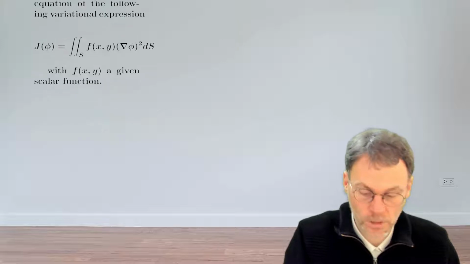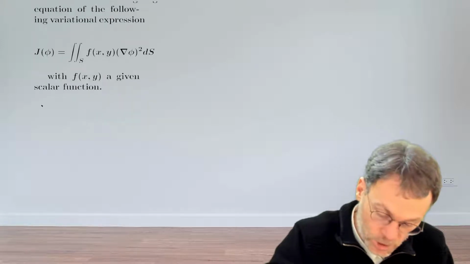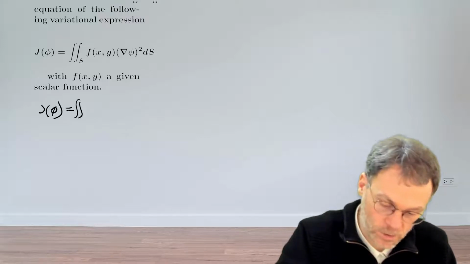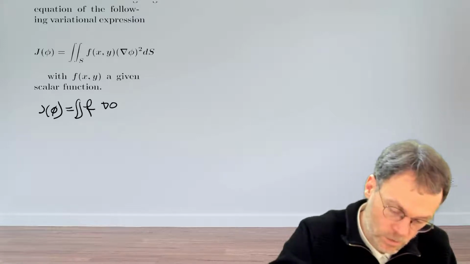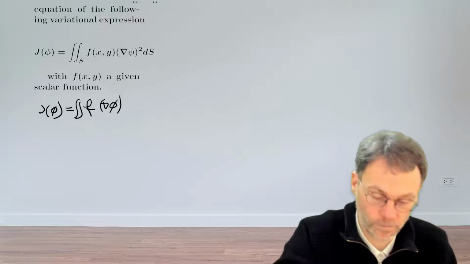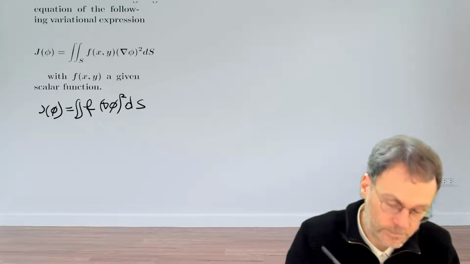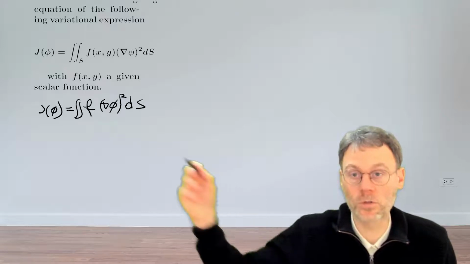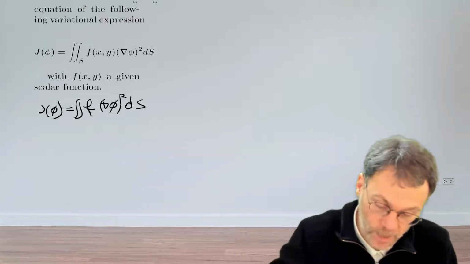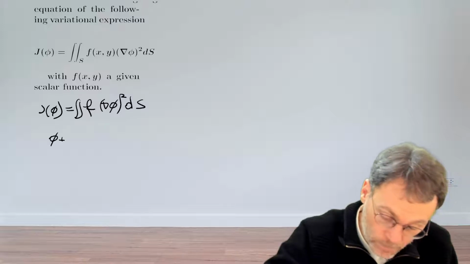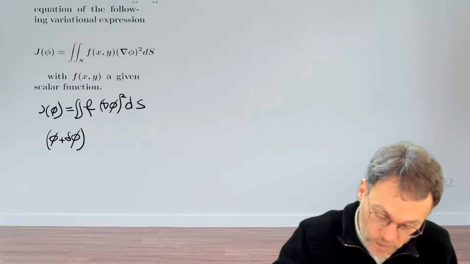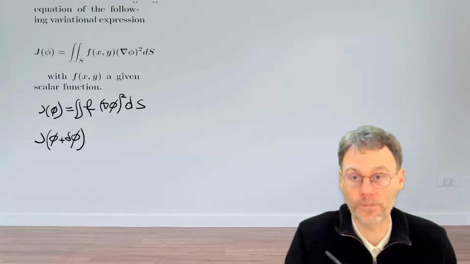So we start from a variational expression. Let me copy that over here. So J of phi is the integral of f and then the square of the gradient of phi ds. And in order to minimize this variational expression, we're going to look not only at phi, but also at neighboring functions, neighboring points in the infinite dimensional space. We're going to look also at phi plus delta phi, and then evaluate the functional at that neighboring point.